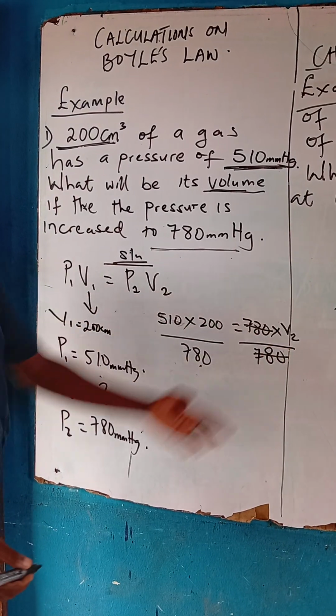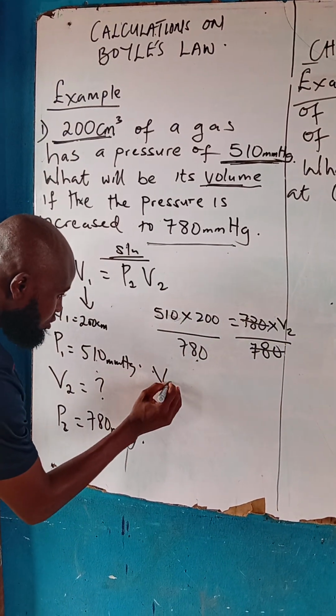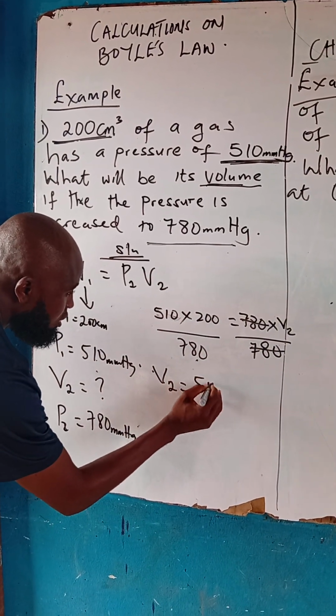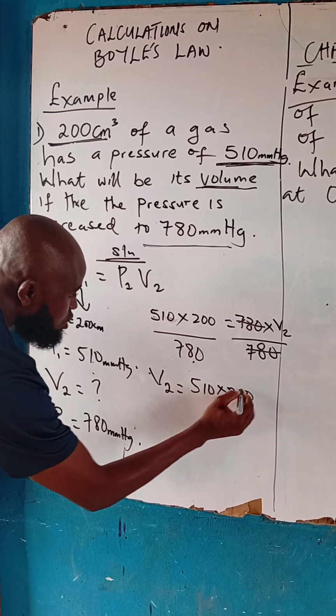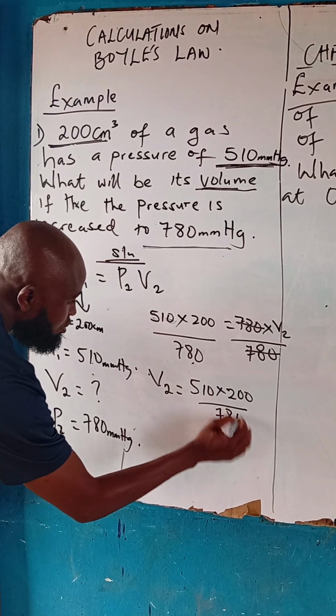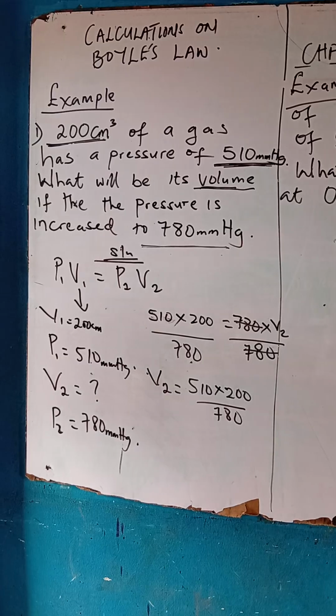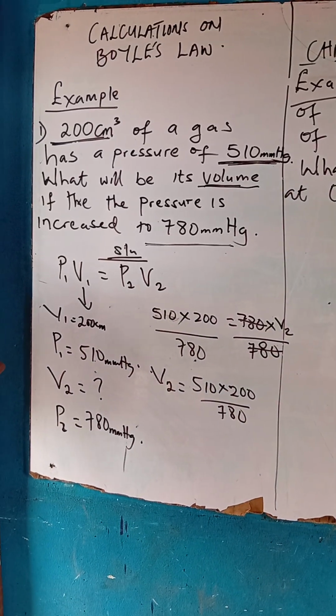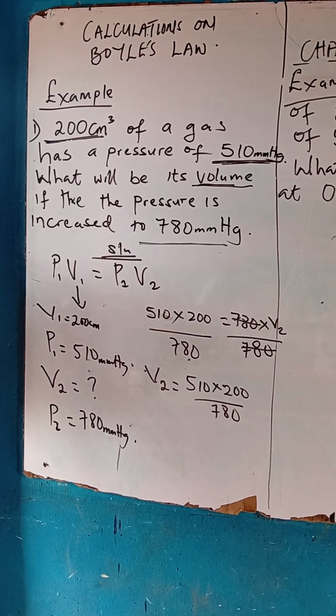So we have V2 here. Are you with me? Then V2 equals 510 times 200 over 780. Press your calculator and tell us the final answer. You can pause it like that.